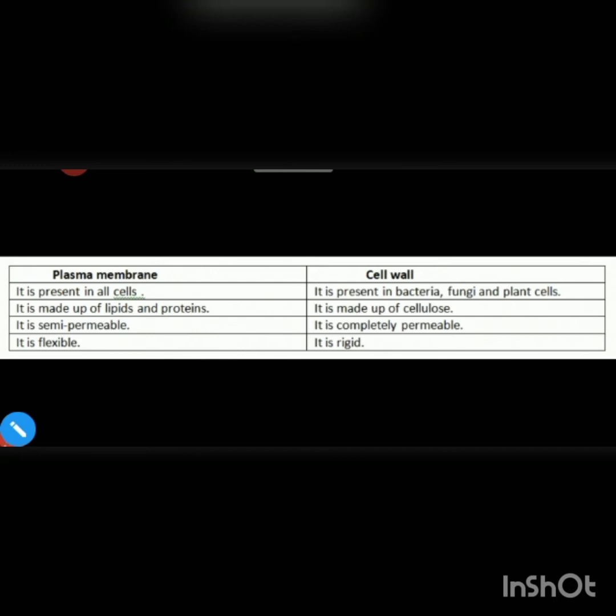The cell wall is made up of cellulose and it provides strength to the plant cells. The plasma membrane, as we already learned, is semi-permeable or selectively permeable. It will allow only substances that are needed by the cell inside and outside. While the cell wall is completely permeable. It will allow all the substances to enter into the cell or go outside of it. Now the plasma membrane is flexible, it is bendable, and the cell wall is rigid.